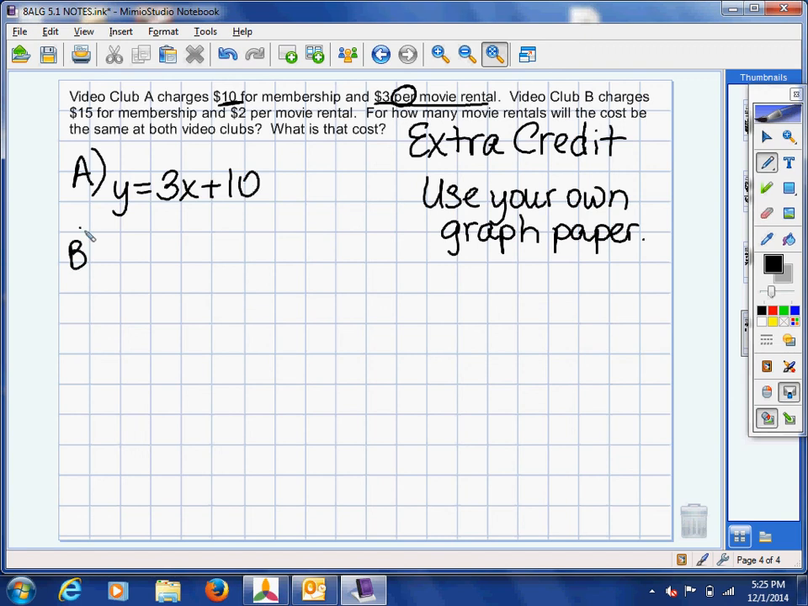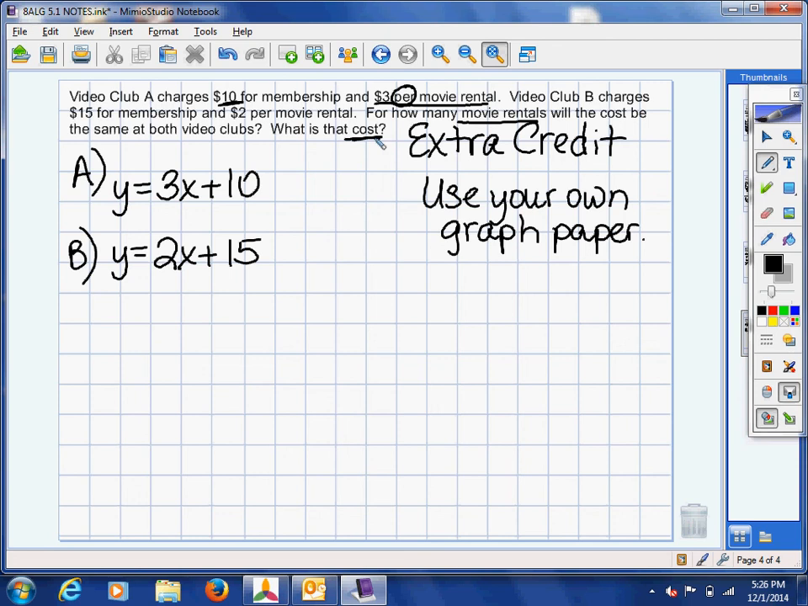Now, Video Club B, they're charging a little bit differently. They're charging $2 per movie and $15 is the membership fee. So you're not paying as much for your movies, but your membership fee costs more. So we're looking for the point of intersection because for that point, the X is going to tell us how many movies and the Y is going to tell us the total cost. When will they be the same for these 2 video clubs?